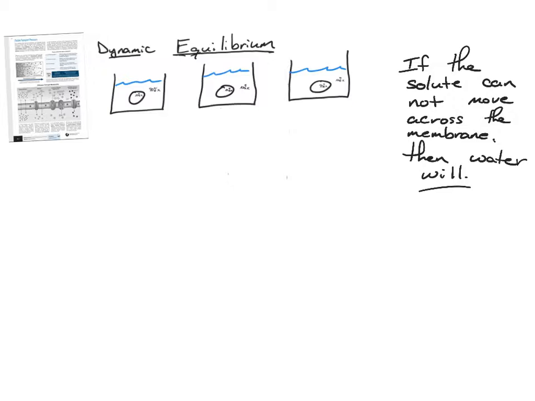It's always moving. And if you have a bunch of stuff in there, you're crowded, and water's a molecule too. It's moving, it's crowded. It's going to move to where it's less crowded. Right? That's just the way it is. All right, so if the solute can't move, then water will. So now let's go ahead and take a look at this example again.